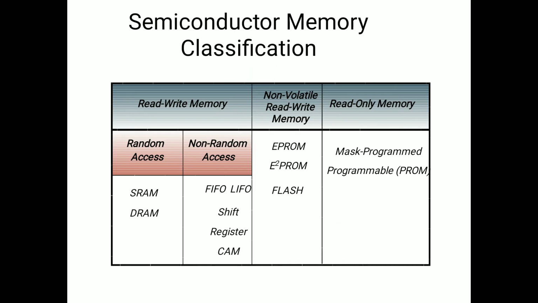The next one is memory. You already know about memory. So widely, memory is divided into 2 types: volatile and non-volatile memory. In the non-volatile memory, we have random access and non-random access. In non-volatile, we have EPROM, E square PROM, then flash memory. In read-only memory, we have PROM. Then the RAM is divided into SRAM and DRAM. Non-random access can be divided into FIFO, LIFO, shift registers and content addressable memories. These are the classification of memories.